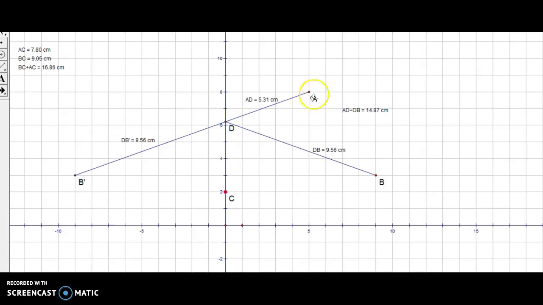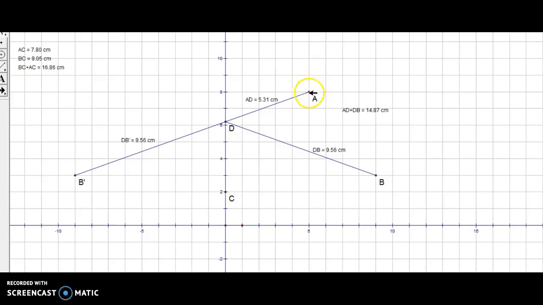Again, the reason why this works is because the shortest distance between 2 points is a straight segment. So from A to this reflected point of B prime, the shortest distance is going to be this. Since this segment is equal to this segment, and the segment AD doesn't change, AD plus BD is the minimum when we reflect that across.